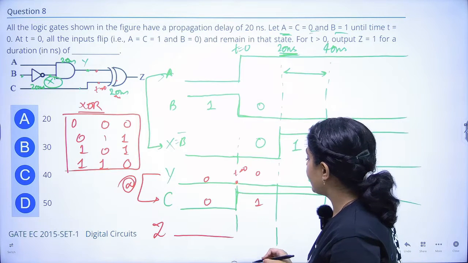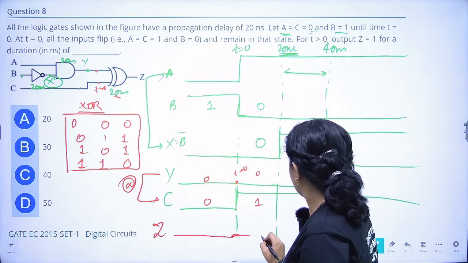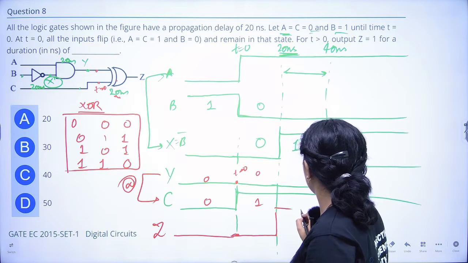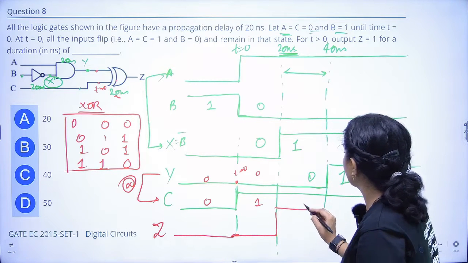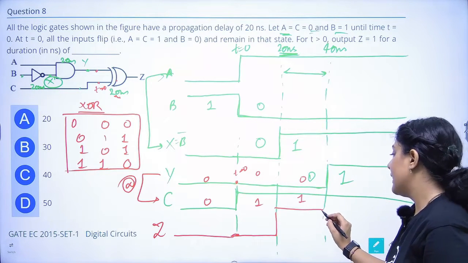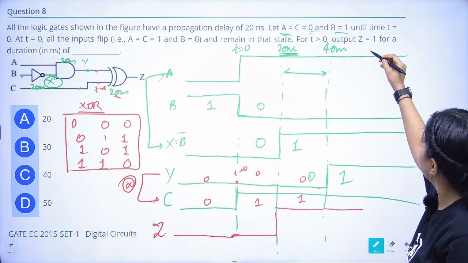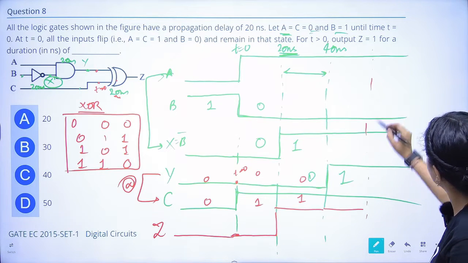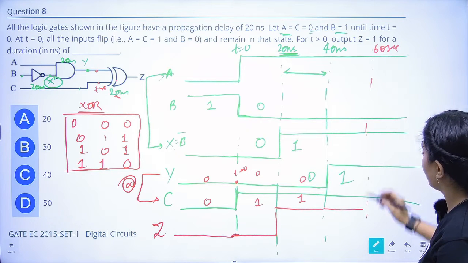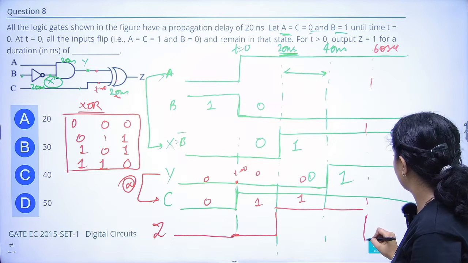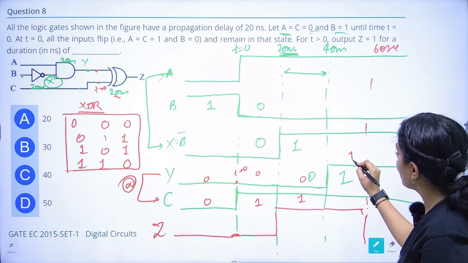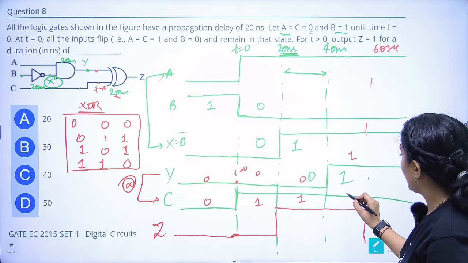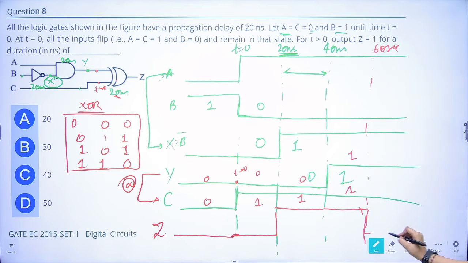So after 20 seconds, it will start giving the output 1. This is again 0 and 1, till 60 seconds. But after this, what's happening? This is 1 and this is also 1. So it will again become 0.